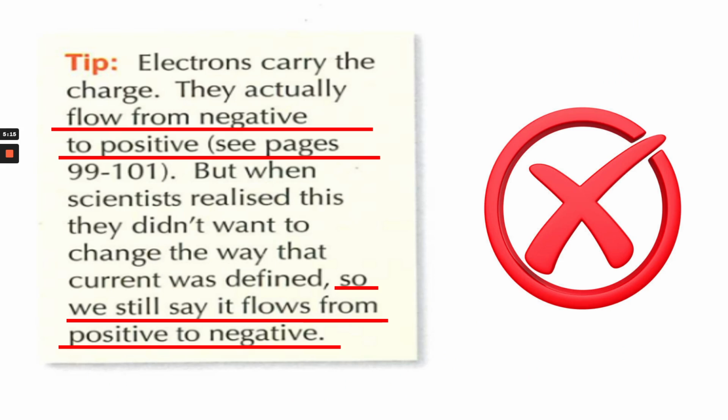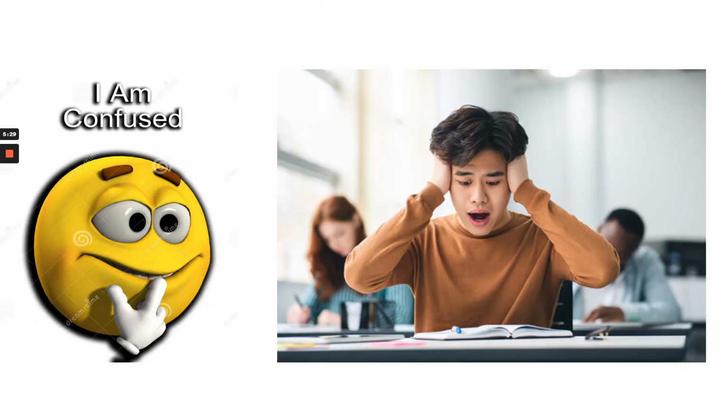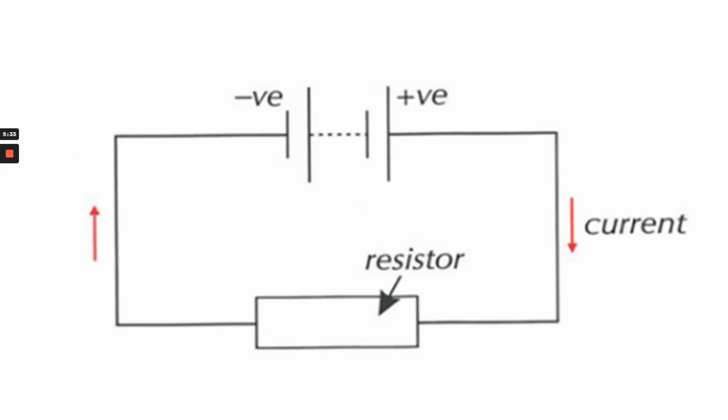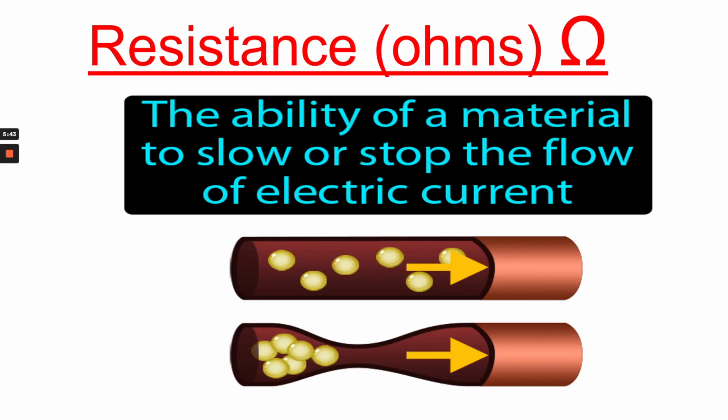So they said the current flowed from positive to negative. We now know it flows from negative to positive, but they haven't changed the definition. We still say it flows from positive to negative, even though it's wrong. I find it ridiculous. They've confused students for years, but well, that's science. Okay, you have to go with the marking scheme, so you draw the current arrows coming out of the positive end of the battery and going to the negative end, even though in real life it's the opposite.